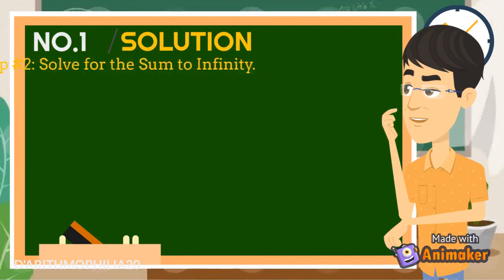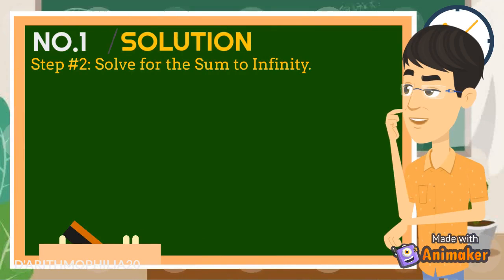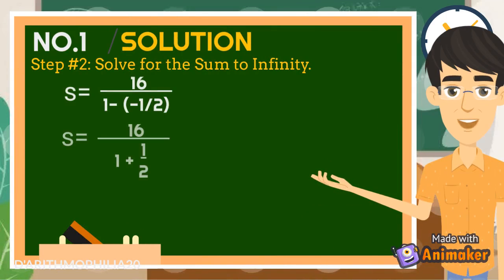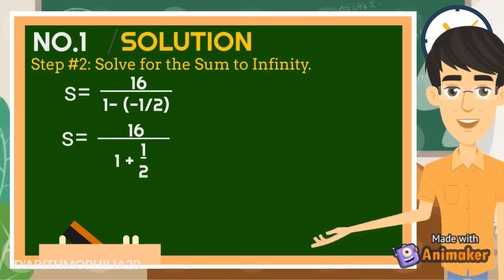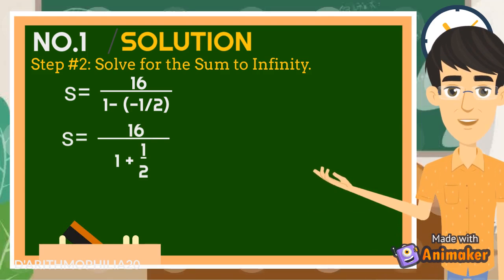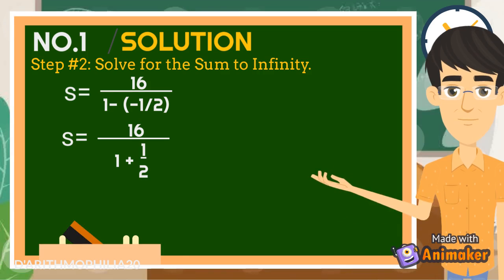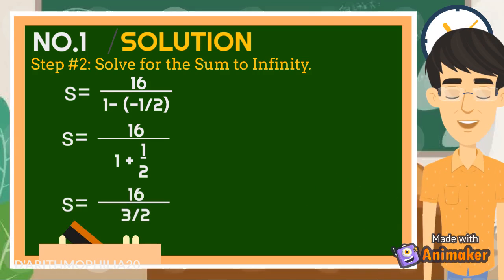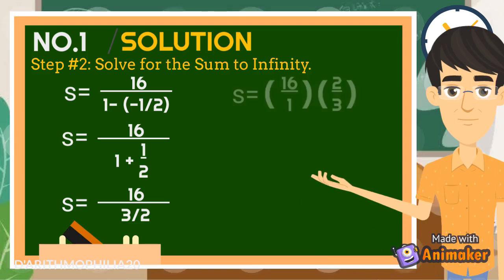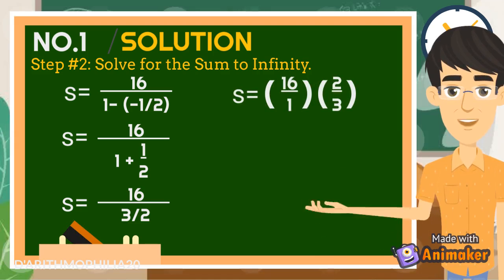Next, we are now ready to solve for the sum to infinity of the given sequence. We will first transform the first equation into S equals 16 over 1 plus 1/2. Since, in the first equation, the operation in the denominator is being followed by a negative number, then negative times negative is equal to positive. Simplifying this equation, we can get S equals 16 divided by 3/2. Next, we will multiply 16 by the reciprocal of 3 over 2, and that is 2 over 3.